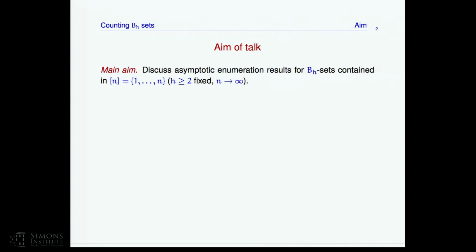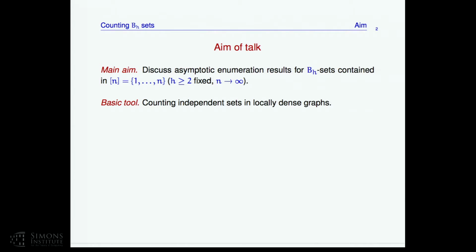The aim of the talk is to count these BH sets. I would like to know how many BH sets there are in [n]. So the sets A from the previous slide must be subsets of [n]. And again, this is asymptotic. H is fixed and n goes to infinity.